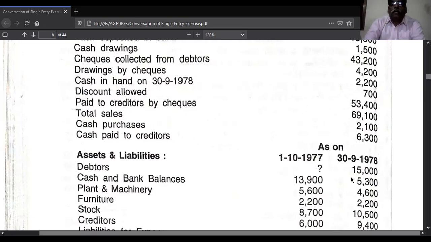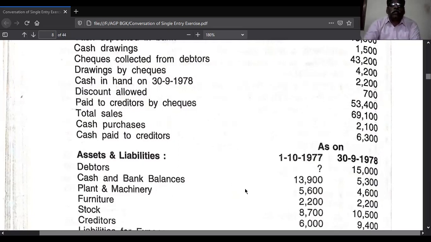And closing cash balance is 5,300. Okay, closing cash and bank balance. Out of this 5,300, cash in hand is 2,200. If you deduct this 2,200, then bank balance is 3,100. Okay, like this you have to split with available information. Once the closing balance is split, then the opening balance is to be split on the basis of available information.